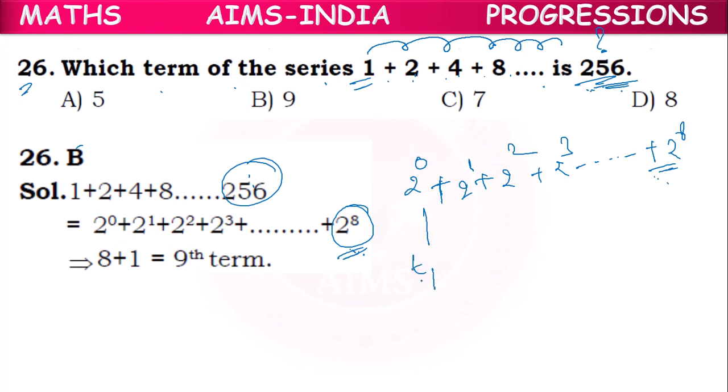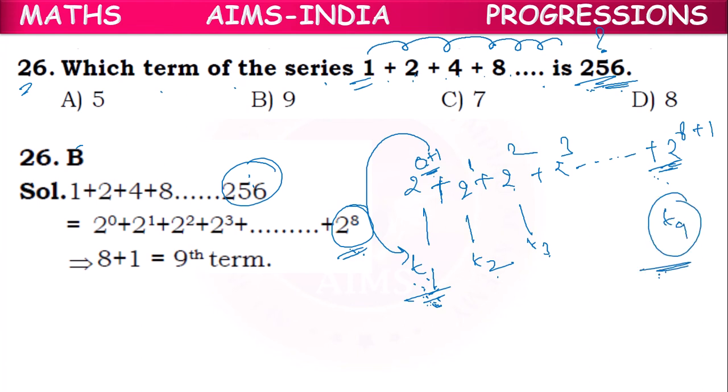Where 2 power 0 is considered as first term, 2 power 1 is considered as second term, 2 square is considered as third term. We are identifying the position of the term by adding 1 to the exponent. Here we have 2 power 8. If we add 1, it will become the 9th term. So the 9th term value will be equal to 256. So option B is correct.